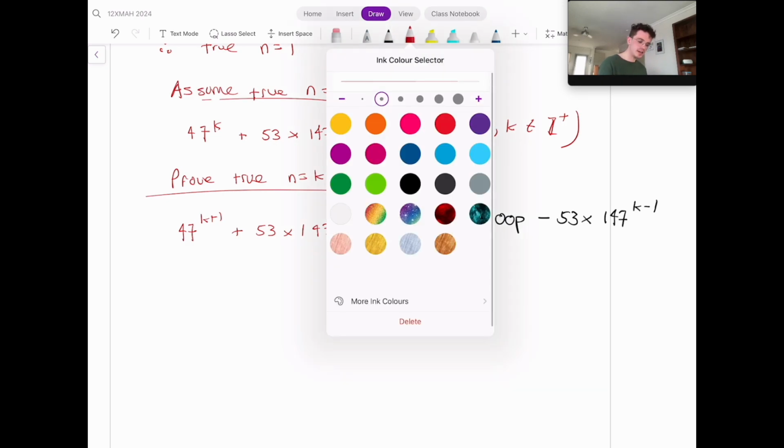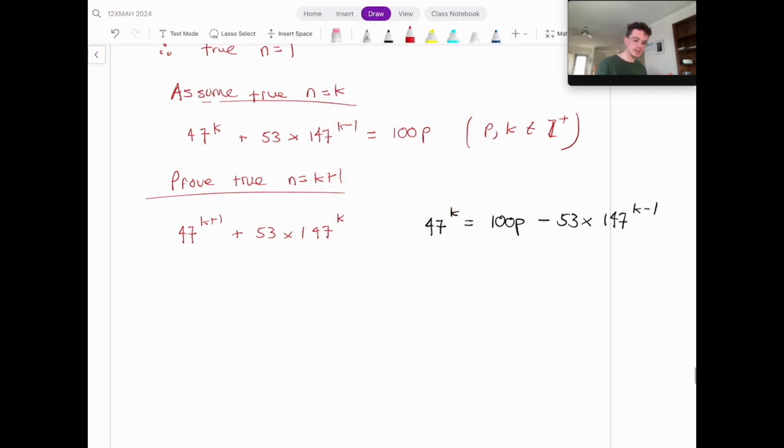So let's substitute that in. So we can see here we haven't really got a 47 to the power of k, but I could make this 47 times by 47 to the power of k plus 53 times 147 to the power of k. So I could say this is 47 times by my hypothesis, which is 100p minus 53 times 147 to the k minus 1. And we've still got plus 53 times by 147 to the k.